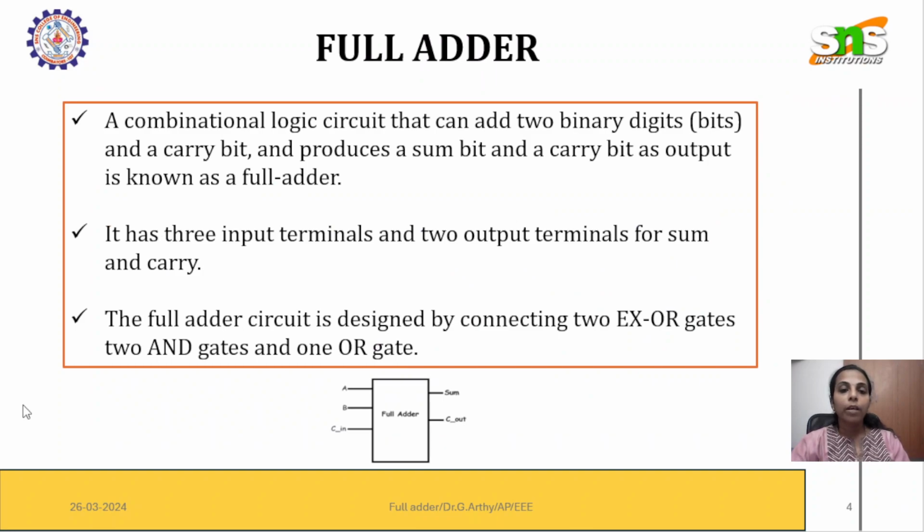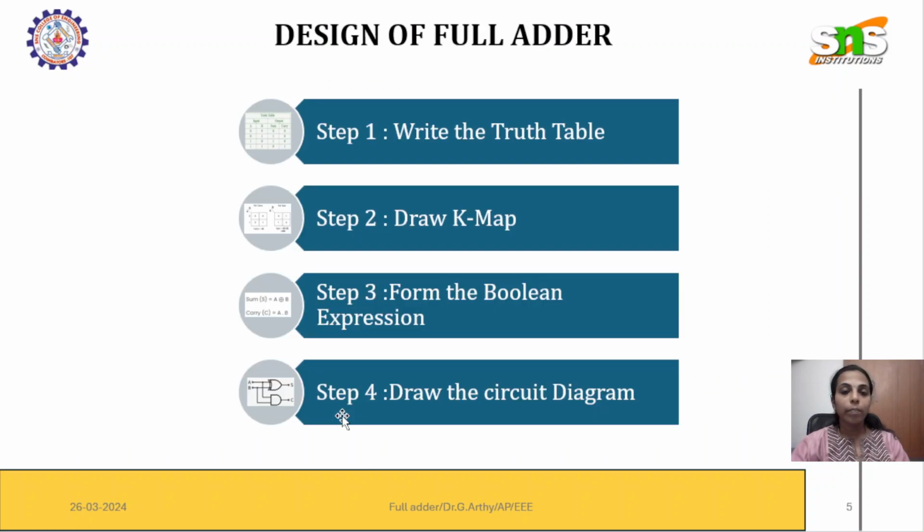A full adder is a combinational circuit that can add two binary digits and a carry bit, so altogether three bits, and produces a sum bit and a carry bit as the output. So in a full adder, we'll be adding three bits and getting two outputs. Three input terminals will be there and two output terminals. For realizing a full adder, we need XOR gates, AND gates as well as an OR gate.